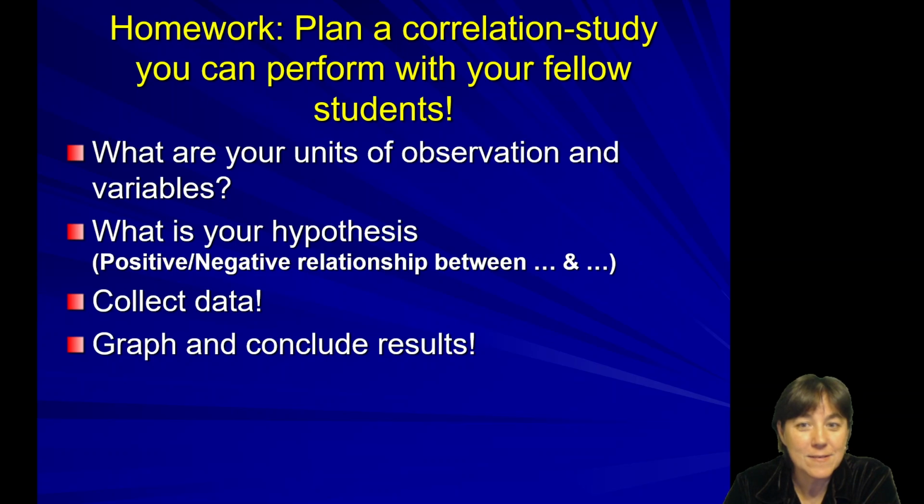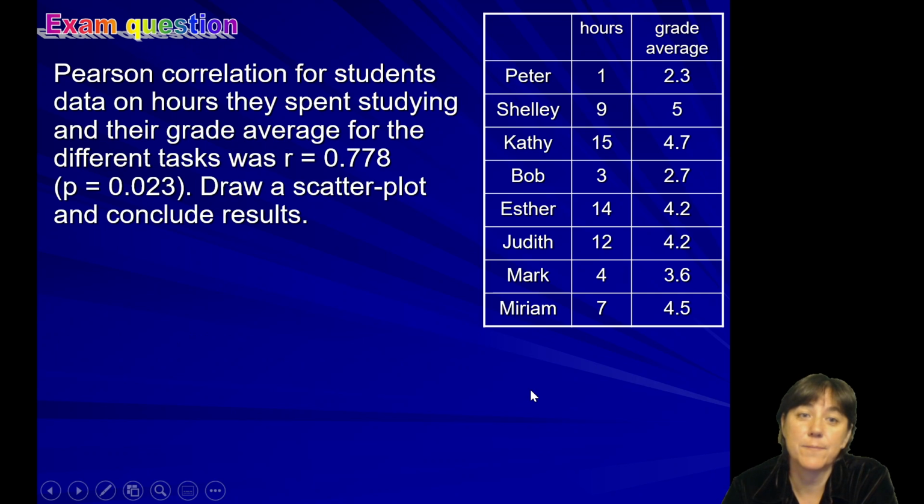Homework. Plan a correlation study you could perform with your fellow students and specify these. Don't forget units of observation, variables, hypothesis. In your hypothesis, you simply can talk about a positive or negative relationship that you expect. You can collect the data if you'd like and graph and conclude the results.